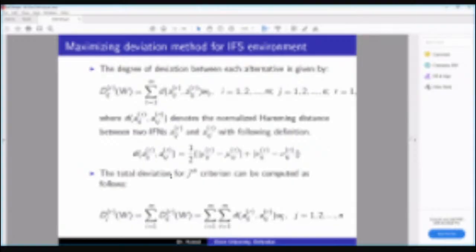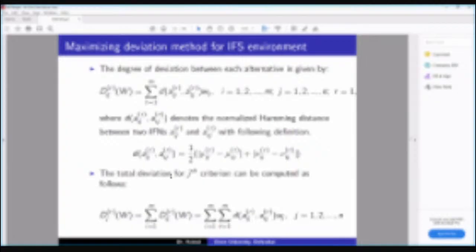So here this difference can be calculated with the help of either Hamming distance or Euclidean distance. Here I am using only the Hamming distance because this is the simplest one. So d_Aij is given by 1 upon 2, the difference between mu_Aij and mu_Tj, and since this is the distance, we are using the magnitude, plus the difference between their non-membership rates. So take their sum and then divide by 2.